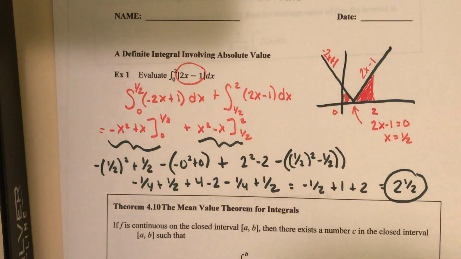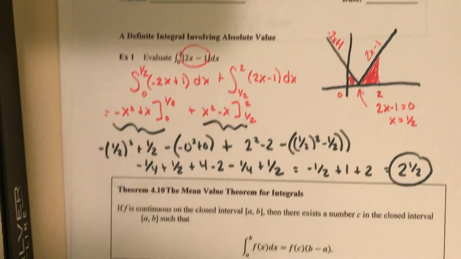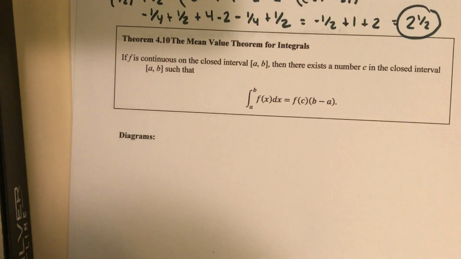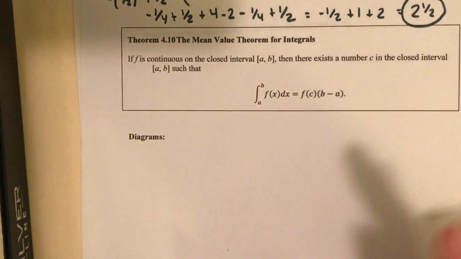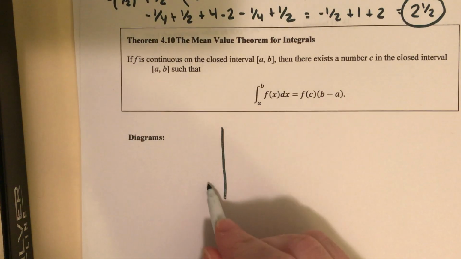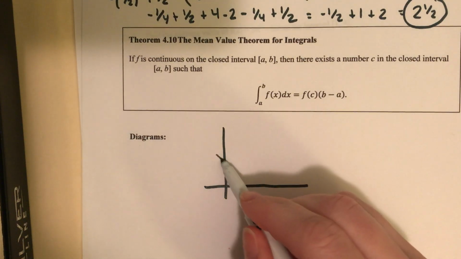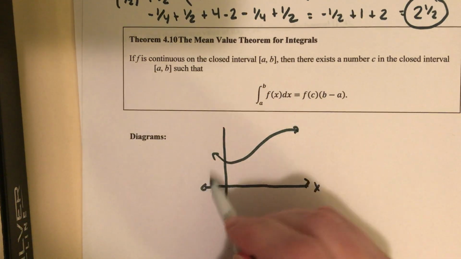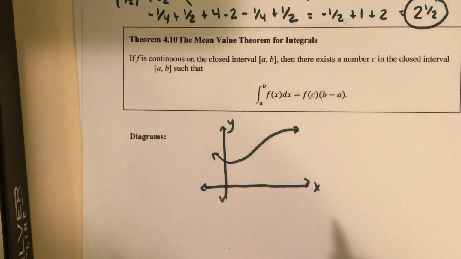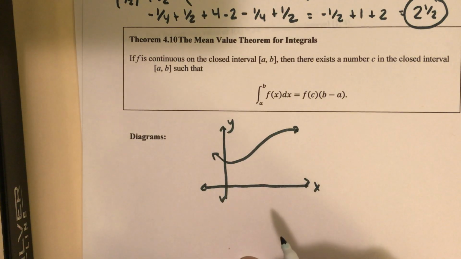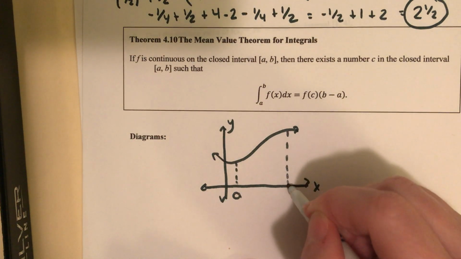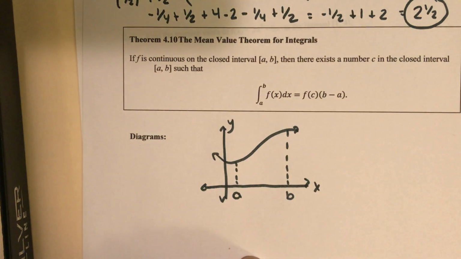So for the rest of this lesson, we're going to talk about some important theorems. One is called the mean value theorem for integrals, and it's basically a concept that we talk about. So let's say you have an integral. So down here, I'm going to draw a diagram. I'm going to make a nice curve. And let's say I'm going to go from A to B. I just want to look at that region between A and B.